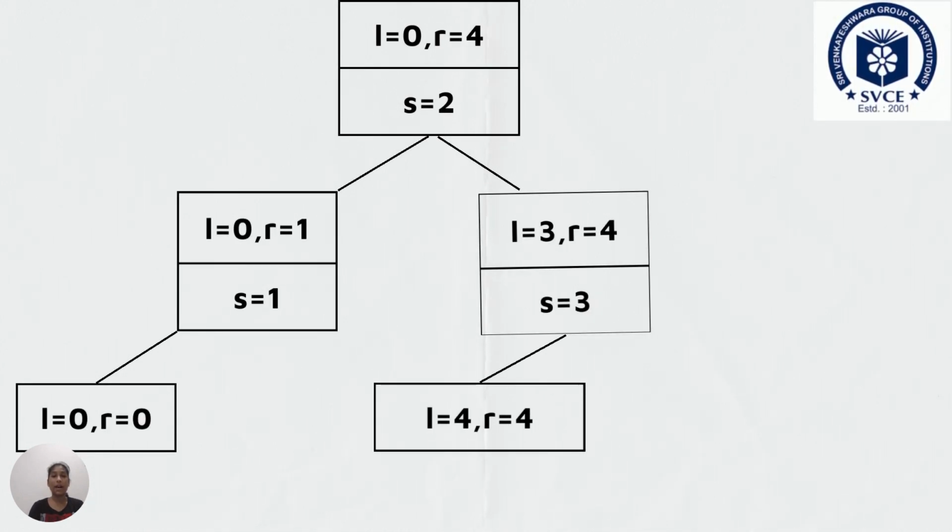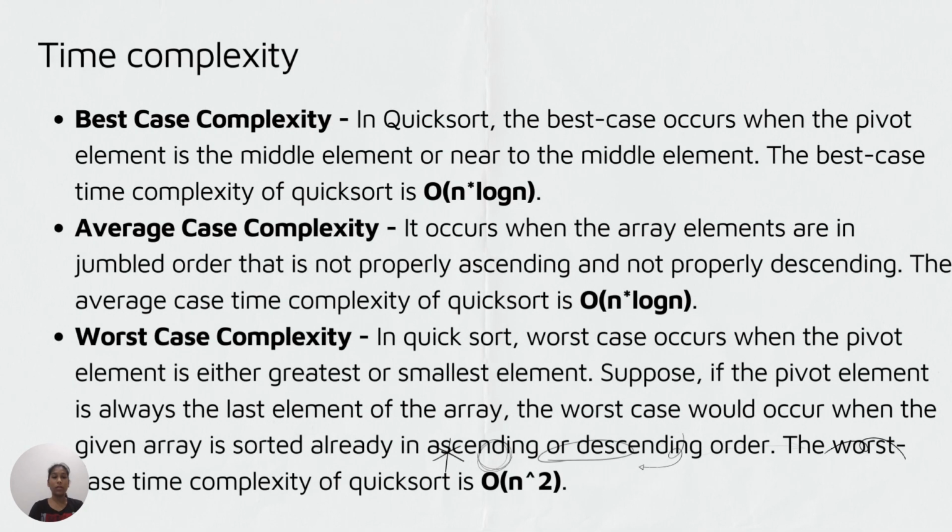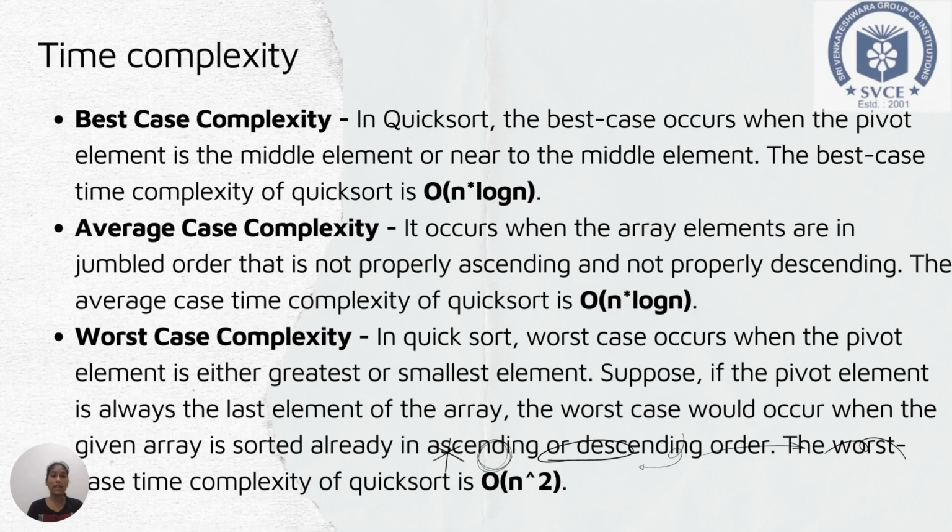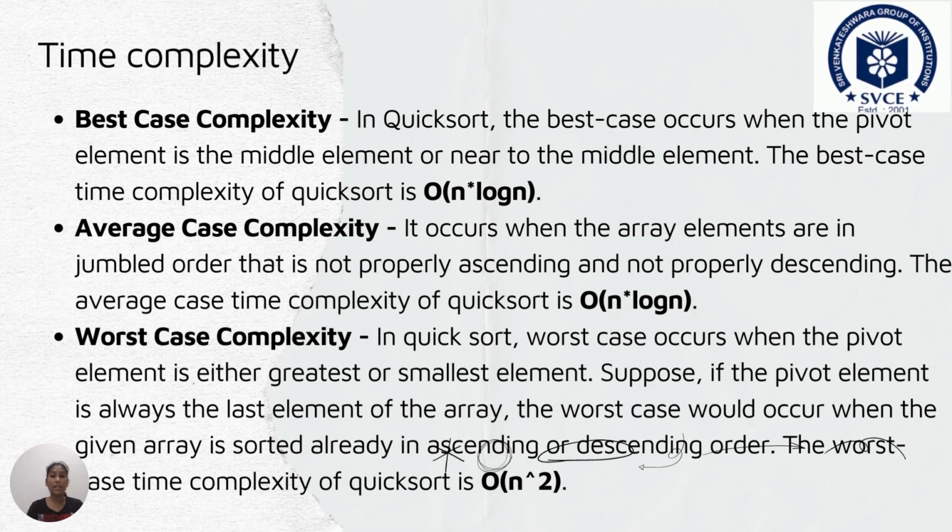This is how we represent the above algorithm in a flow chart. Let us see the time complexity of the algorithm. The best case complexity: in quicksort, the best case occurs when the pivot element is in the middle or near the middle. The best time complexity of quicksort is n log n. Average case: it occurs when the array elements are in jumbled order, that is, not properly ascending and not properly descending. The average time complexity of quicksort is n log n.